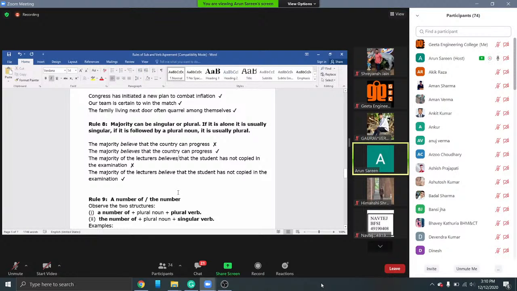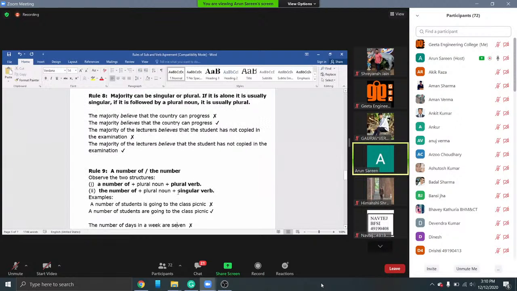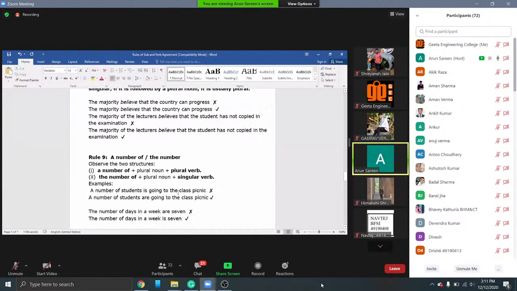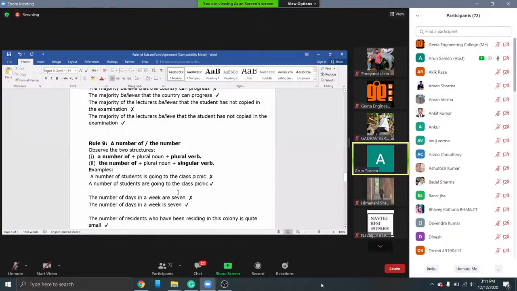The majority of lecturers believe that the student has not copied in the examination. See, he is giving the example. Coming to rule number 9, a number of, the number of. He is giving us the structure also. When we are using a number of, we will use plural noun plus plural verb. Obviously, when we are using plural noun, we will be using plural verb. But with the number of, we will use plural noun but singular verb.